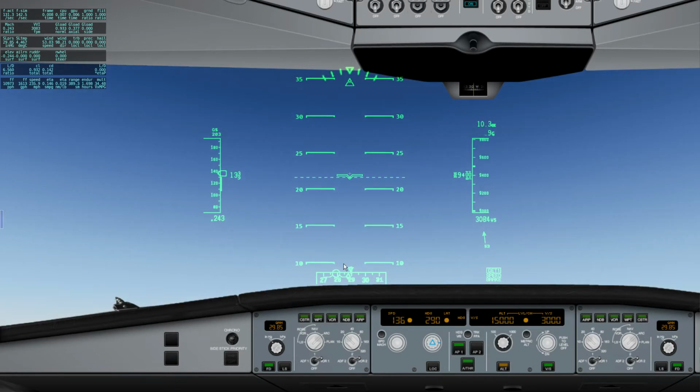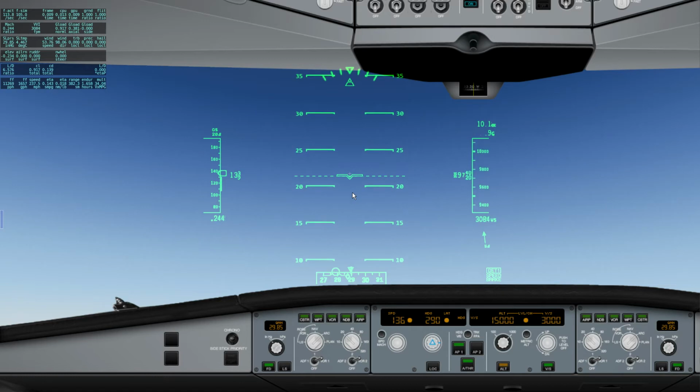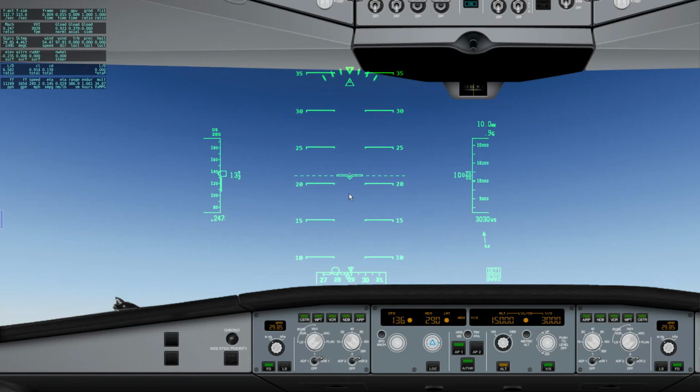But the flight path vector suggests this is much higher. It's saying it's closer to 14 or 15 degrees now, because now the wind is pushing us further forward than for the amount we're climbing, suggesting that our angle of attack is much higher.